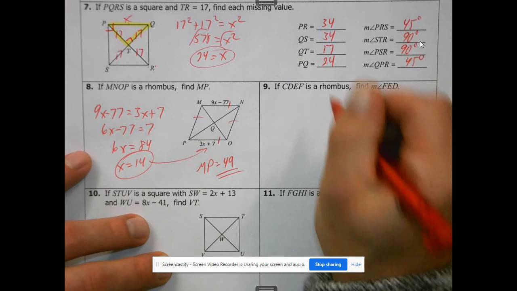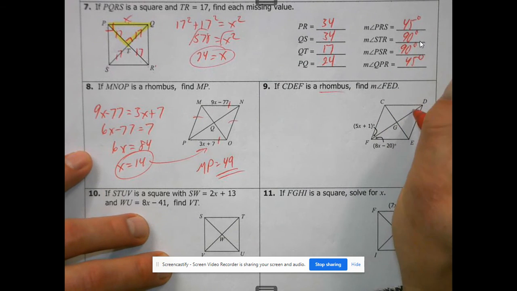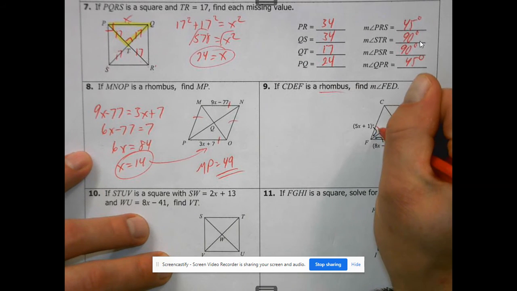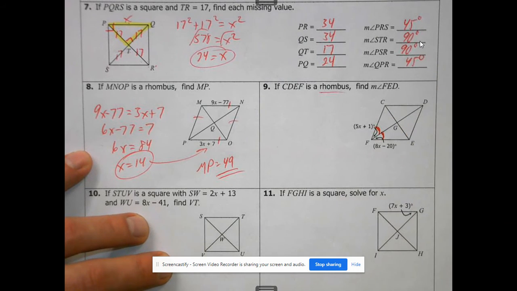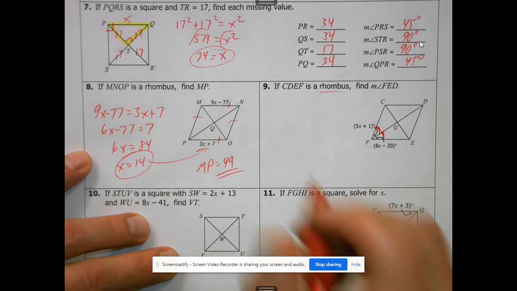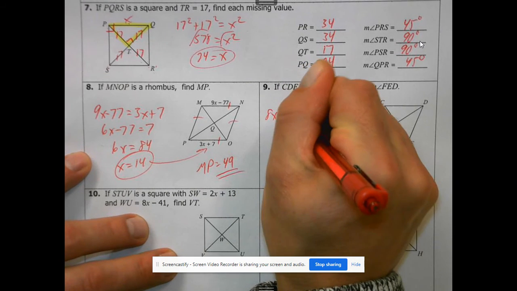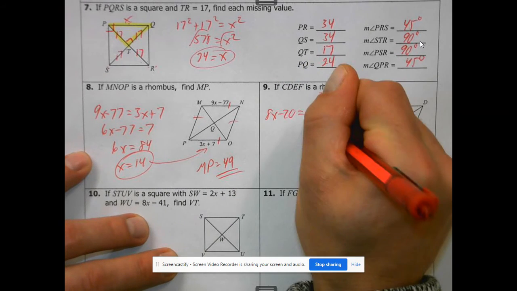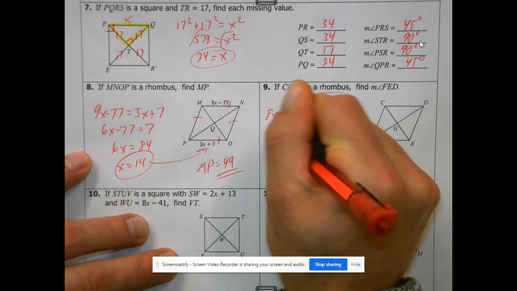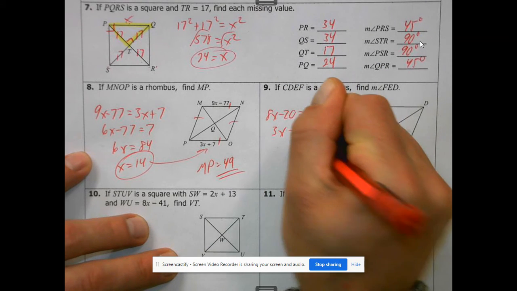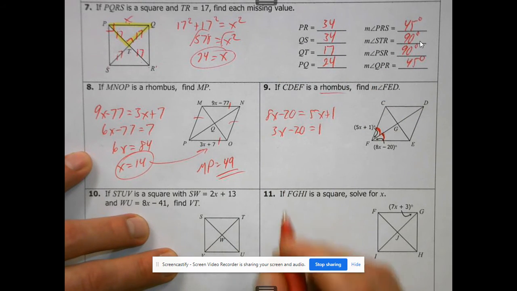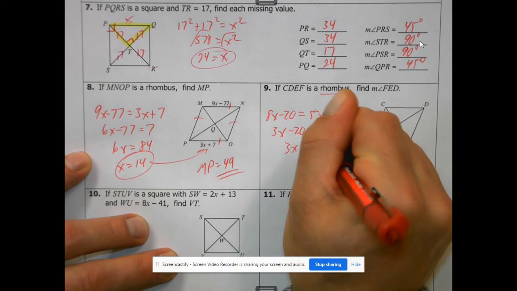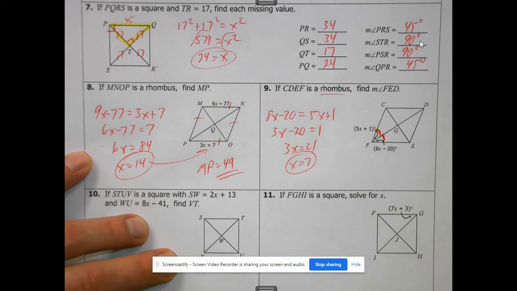Number 9, we have a rhombus. Remember, the diagonals cut the corners, the angles in half, right? So these two guys are congruent. Set them equal to each other. 8x minus 20 is 5x plus 1. Subtract 5x over. Add 20 over. And 3 goes in there 7 times.